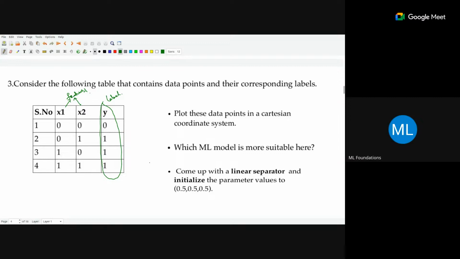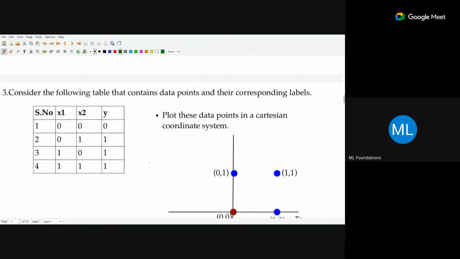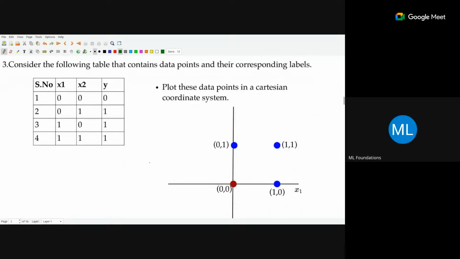Done. So this is how it will be. If you plot these data points, you see I differentiated with color here. Blue represents label value 1, and brown is 0. If y is 0, I label it with brown, and if y is 1, I label it with blue. Now tell me which ML model will be best suited for this?